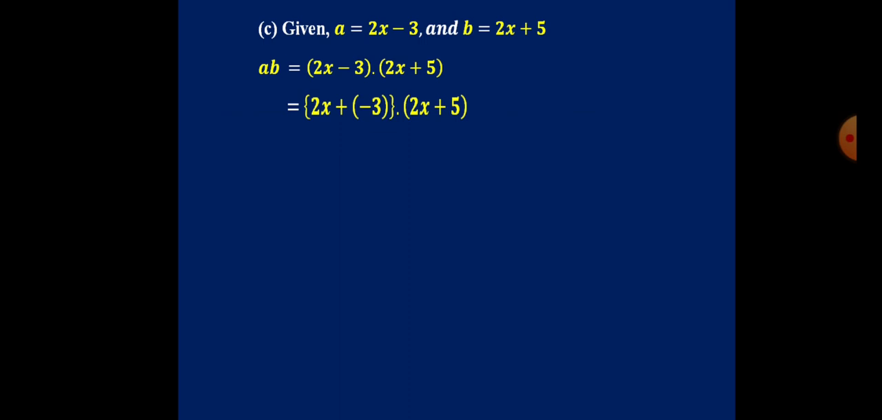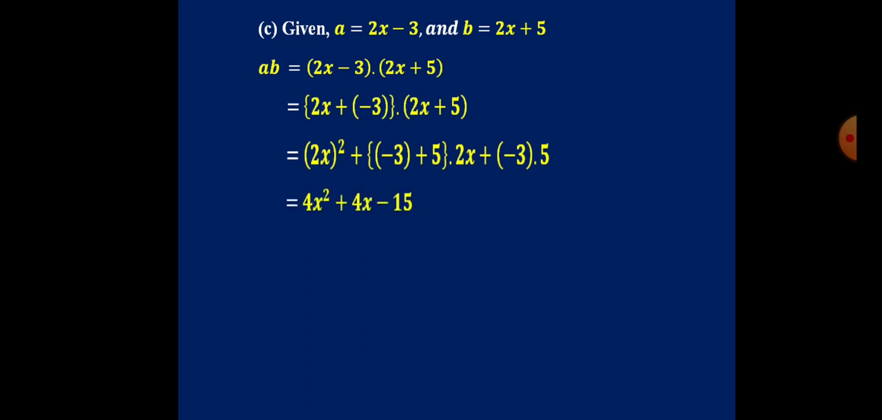That means (x plus a)(x plus b). I'm treating 2x as x, a as minus 3, and b as 5. (x plus a)(x plus b) means x squared plus (a plus b) times x plus ab, right? Remember that. Then x squared means (2x) whole squared, and a plus b means minus 3 plus 5, times x, here x is 2x, plus a times b. You see that? Very simple.